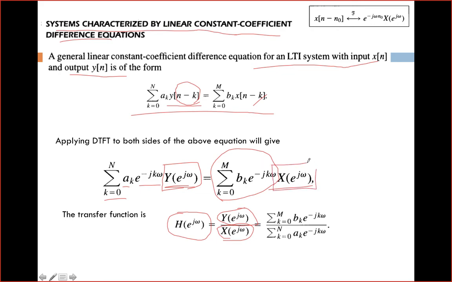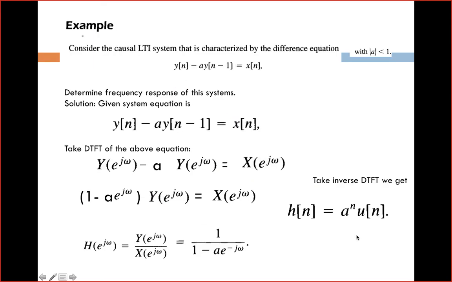Hence I am going to write this equation as H of e power j omega is equal to Y of e power j omega divided by X of e power j omega, which is equal to the ratio of these two functions, that is summation k equal to 0 to M b suffix k e power minus j k omega divided by summation k equal to 0 to N a suffix k e power minus j k omega.